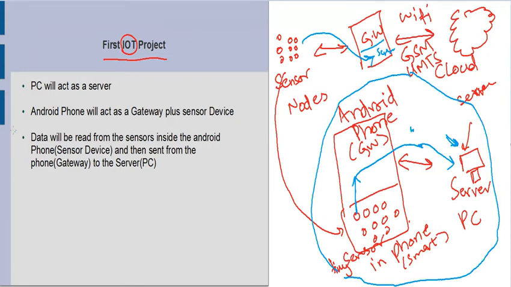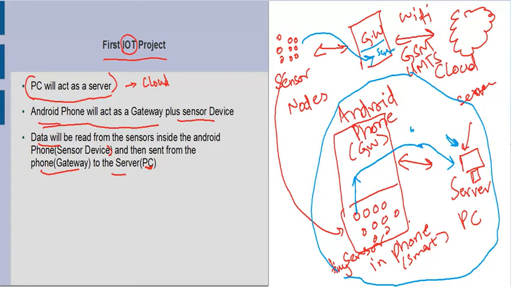So this is going to be our project. We can describe it again here. The PC, the personal computer, will act as a server. The Android phone will act as a gateway and also the sensor device. Data will be read from the sensors inside the Android phone, which contains our sensor device, and then this data is going to be sent from the phone, which is also the gateway, to the server, which is our PC. So again, the personal computer is going to be our server or our cloud.